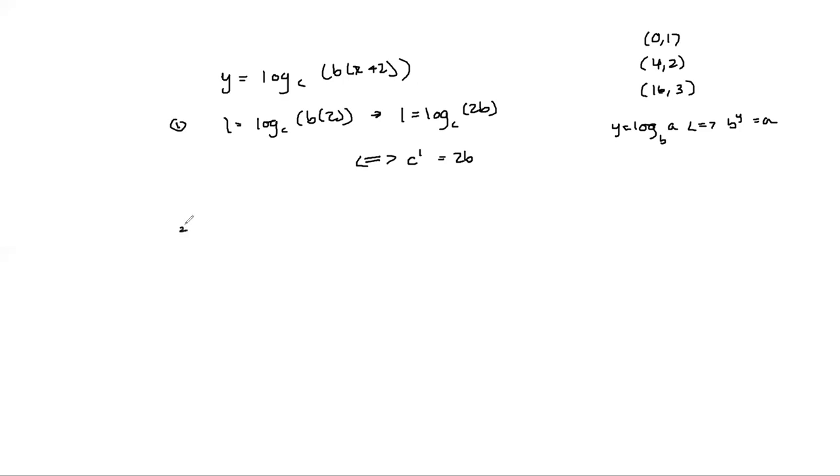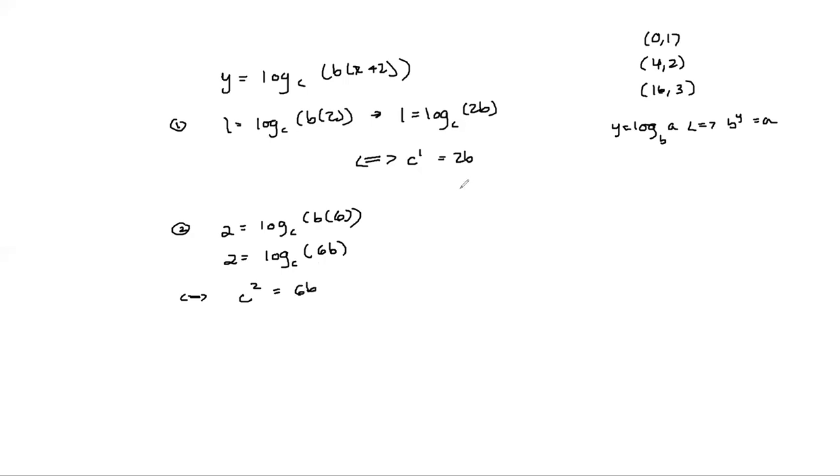Now let's use a second point. Let's use the point (4, 2). If x is 4, that leaves y to be 2. So I'm left with 2 equals log base c of (bx plus 2). Since x is 4, that means 4 plus 2, which is 6. So here I'm left with 2 is equal to log base c of 6b. Again, I could rewrite it as c to the power 2 is equal to 6b.